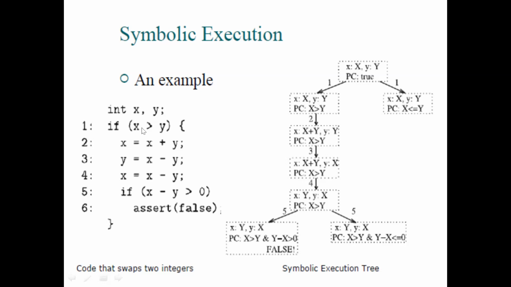To test this particular code, the same code is converted into symbolic expressions. Here we are creating a parse tree. We take x represented as capital X, and y represented as capital Y. Then we assume the PC is true. Then we check whether PC is x is greater than y. Again, we check whether PC is x less than or equal to y. So we are checking the various expressions: X is greater than Y, X is less than or equal to Y.